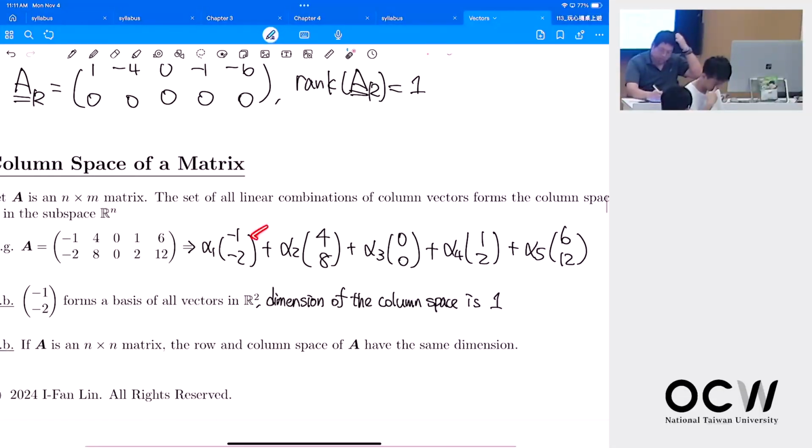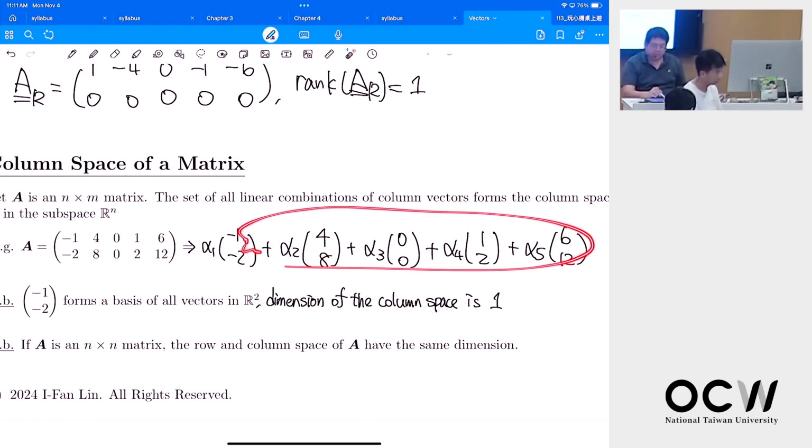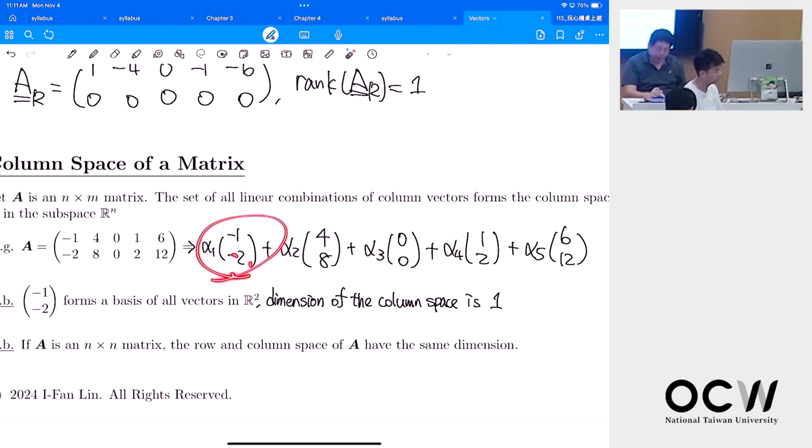Because here you can see that times -2 you get (4, 8), times -1 you get (1, 2), times -2 you get (6, 12), and times 0 you get (0, 0). So they are not linearly independent. For this 5, not linearly independent. I can only get 1. I have this one, then I can express the second, third, fourth, and fifth one. So the dimension is 1.